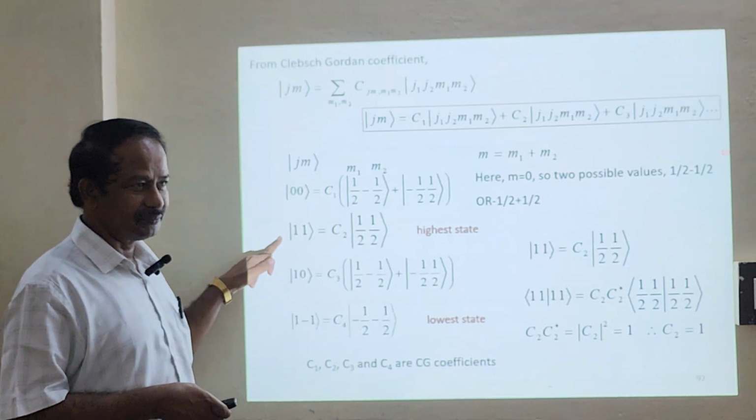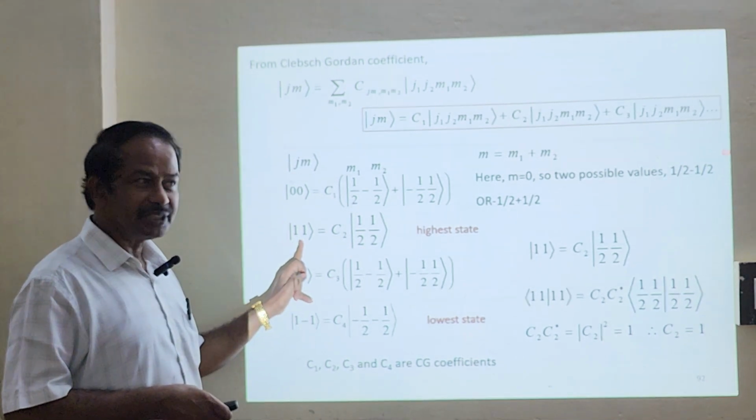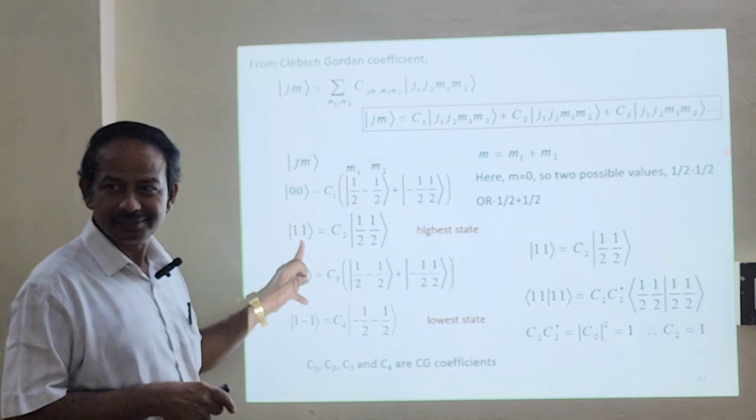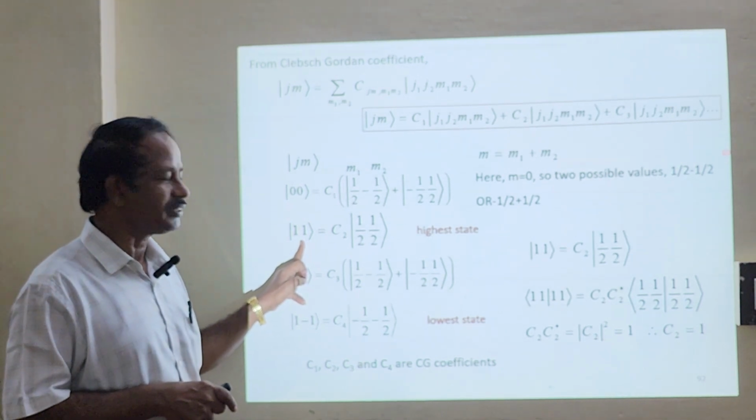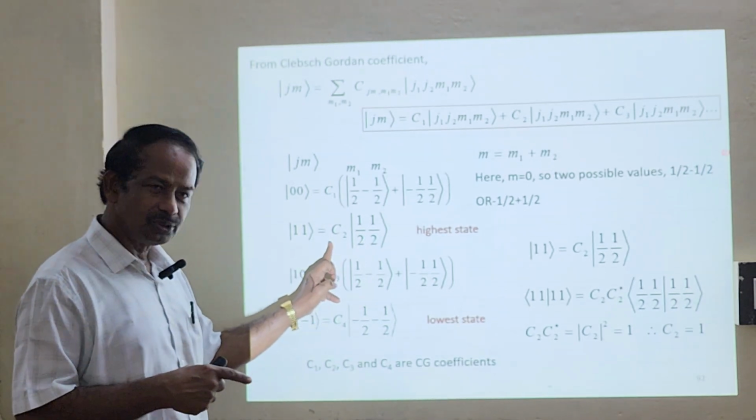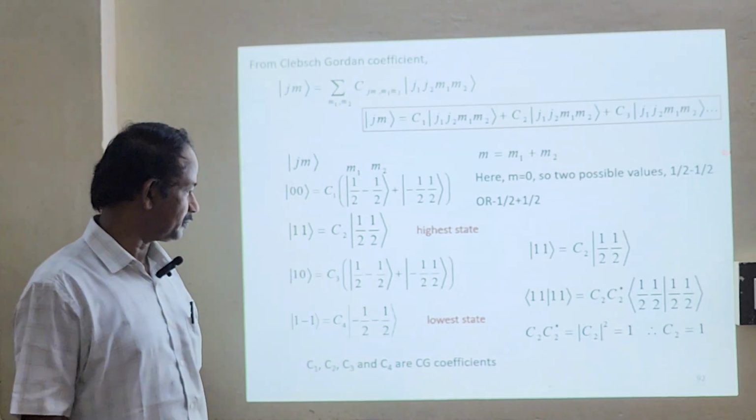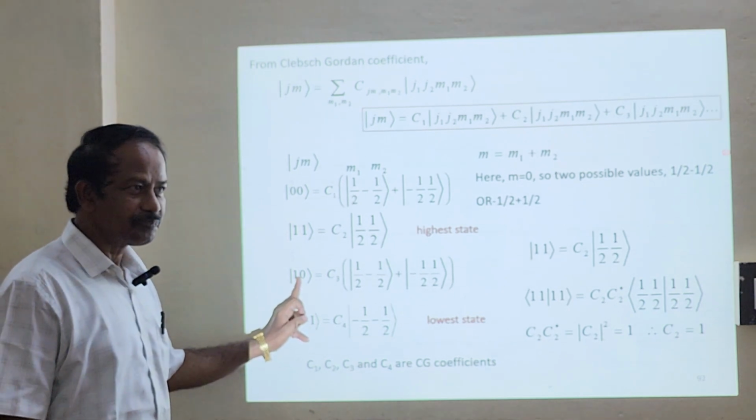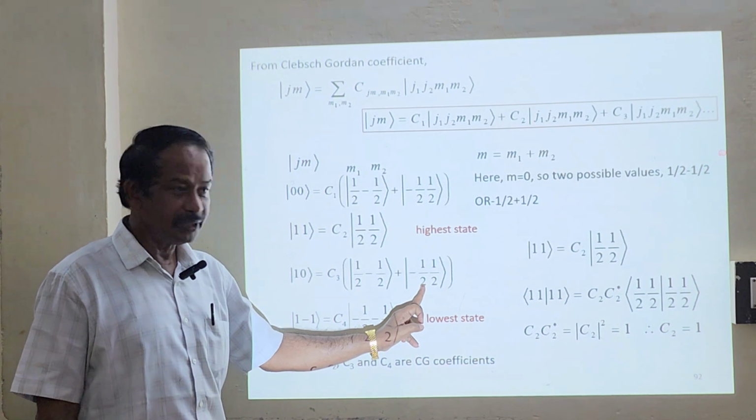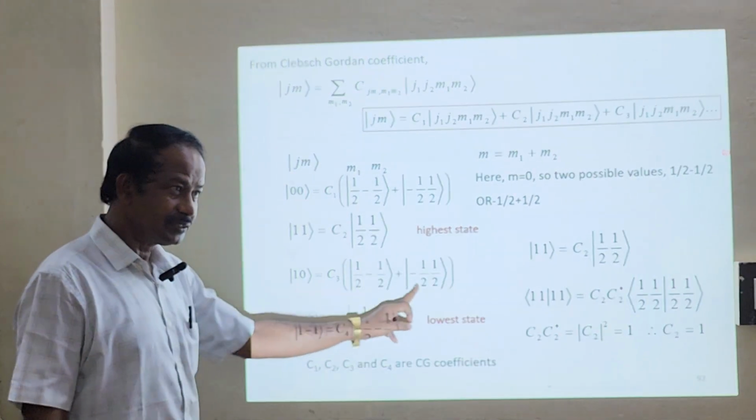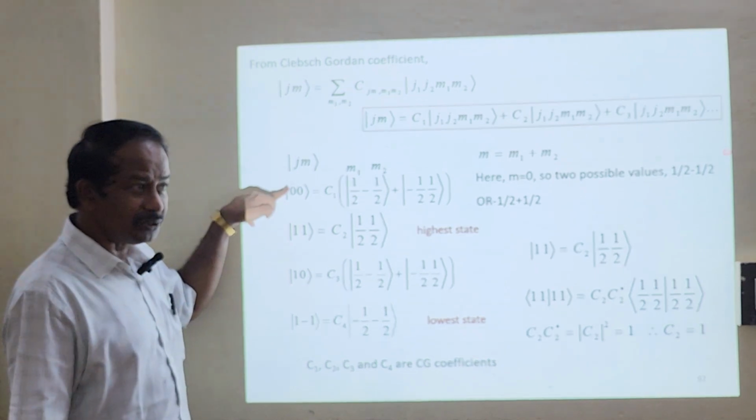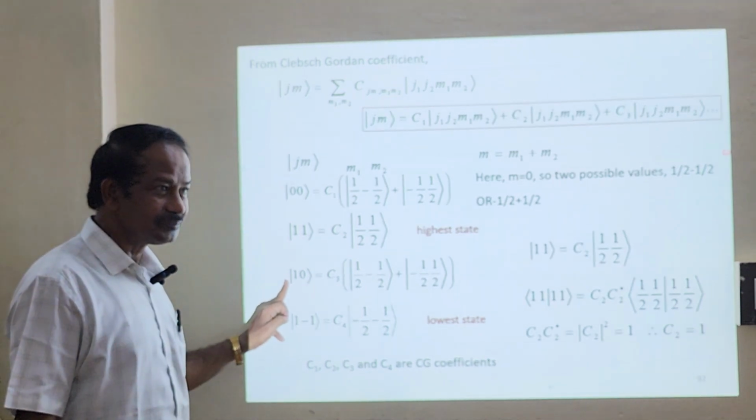And what is this 1, 1? The possibility will be 1/2 plus 1/2. There is no other possibility at all. So if you want to get 1, you must have 1/2 plus 1/2. So c2 goes with 1/2, 1/2. What about 0? 1/2 minus 1/2 or minus 1/2 plus 1/2. So that will be your c3 for this state 1, 0. This is 0, 0 and this state is 1, 0.